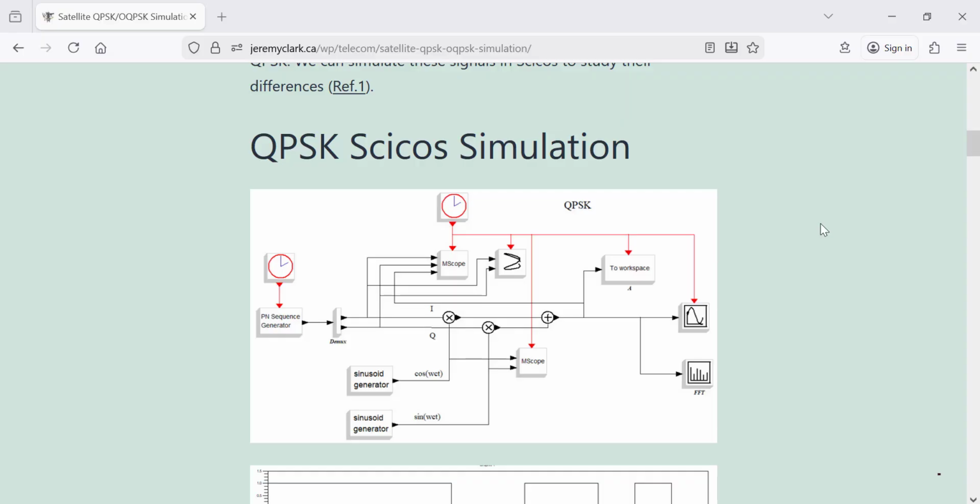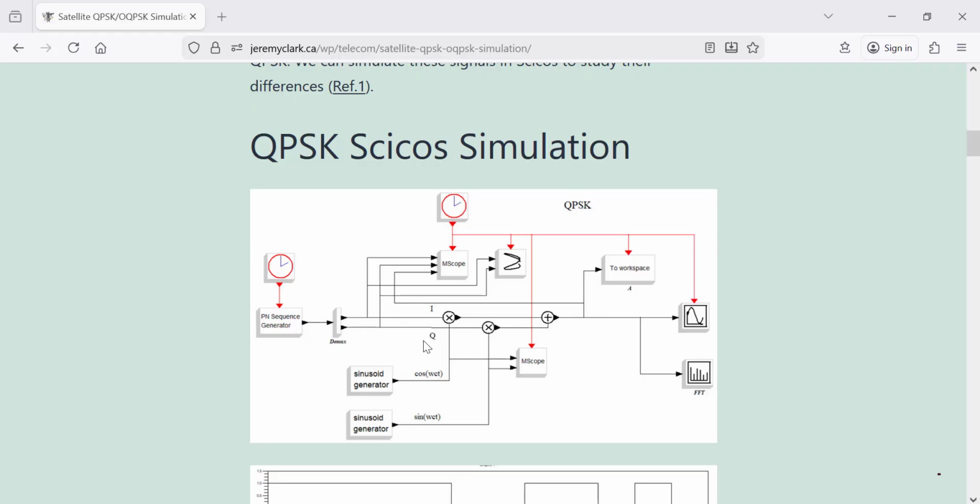I'm using just simple parameters just to keep the computational math down. So I'm choosing a carrier frequency of 1 kilohertz, a data rate of 100 bits per second, and a symbol rate of 50 symbols per second. Each symbol is 2 bits. So basically what I'm doing is I'm generating random data here at 100 bits per second. I've got a demux which takes this 100 bits per second and splits it into 2 channels, one for the I channel at 50 symbols per second and one for the Q channel at 50 symbols per second as well. So they're independent of each other.